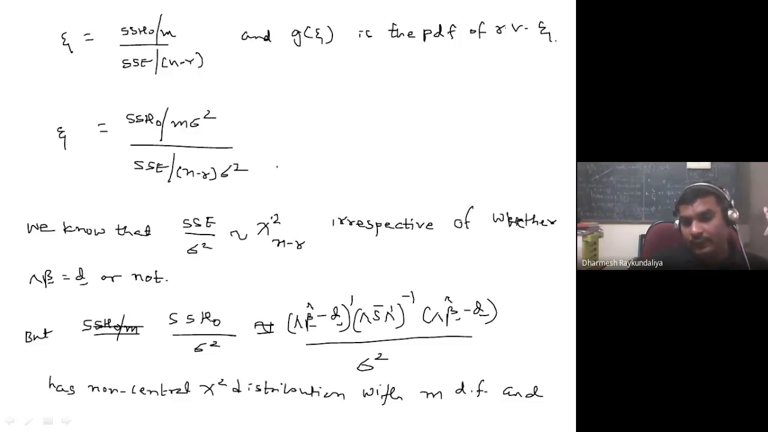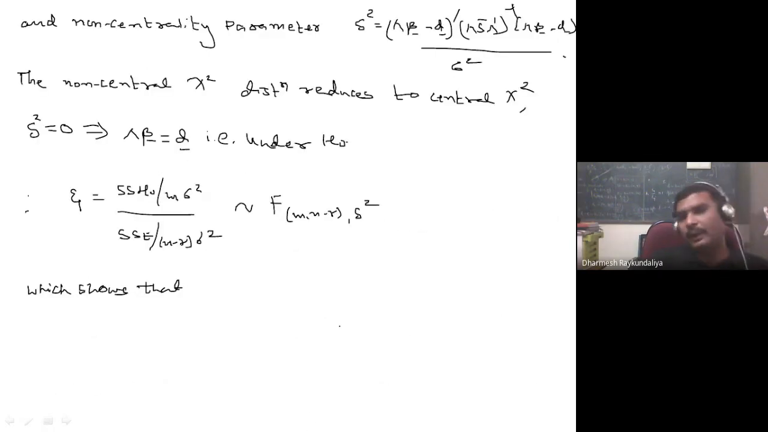We also know that SSH0 upon sigma square is written as lambda beta cap minus d transpose, lambda S bar lambda dash inverse, lambda beta cap minus d, and has the non-central chi-square distribution. Why non-central? Because under the alternative, lambda beta is not equal to d. It has a non-central chi-square distribution with m degrees of freedom, and the non-centrality parameter is delta square. Delta square is nothing but lambda beta minus d transpose, lambda S bar lambda dash inverse, lambda beta minus d. Why? Because the expected value of lambda beta cap is lambda beta, and lambda beta is not d. So this is the non-centrality parameter.